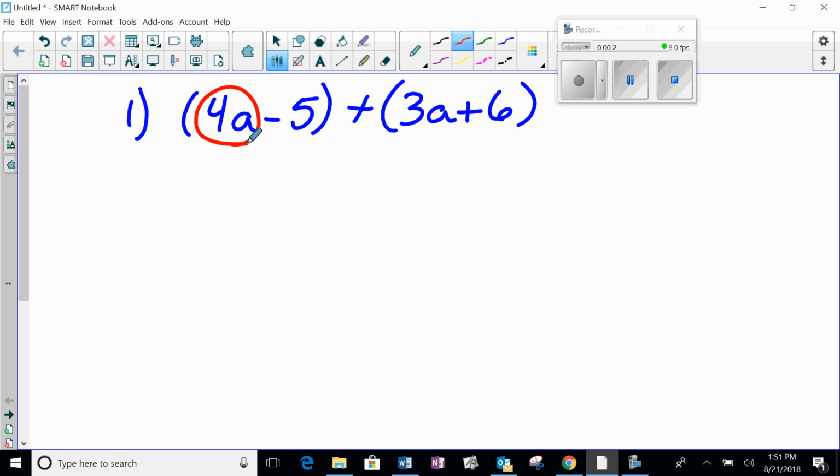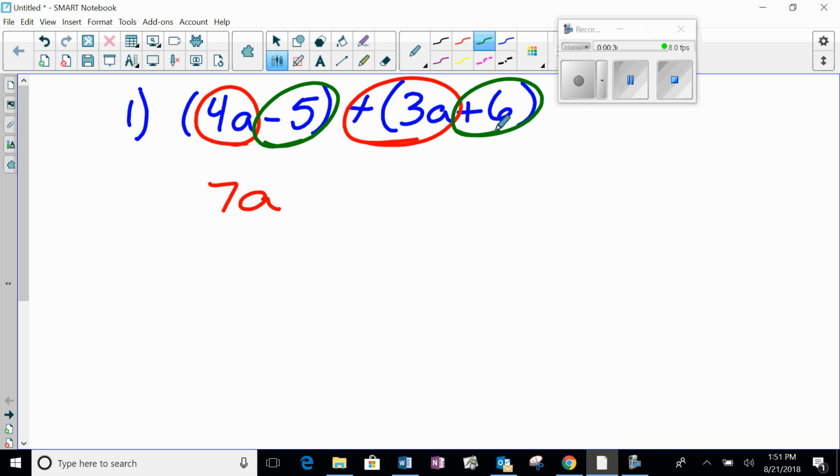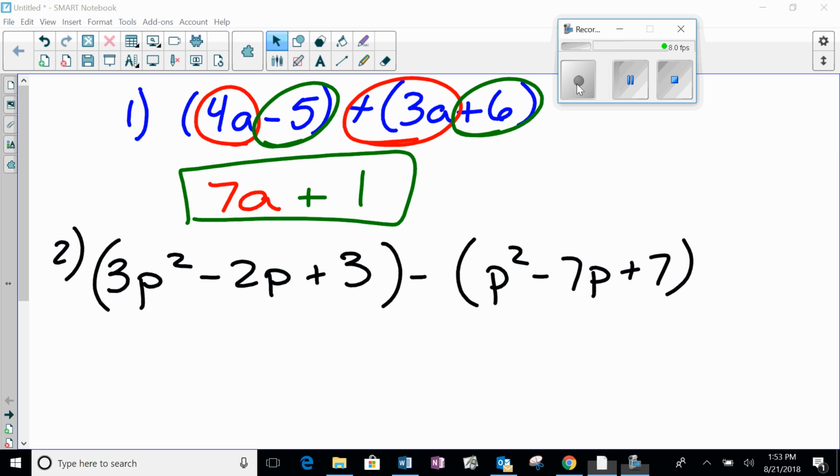So we have 4a plus 3a is 7a. Then we're going to take the constant of negative 5, make sure you take the sign with it, plus 6. Negative 5 plus 6 is a positive 1. So your simplified answer is 7a plus 1.